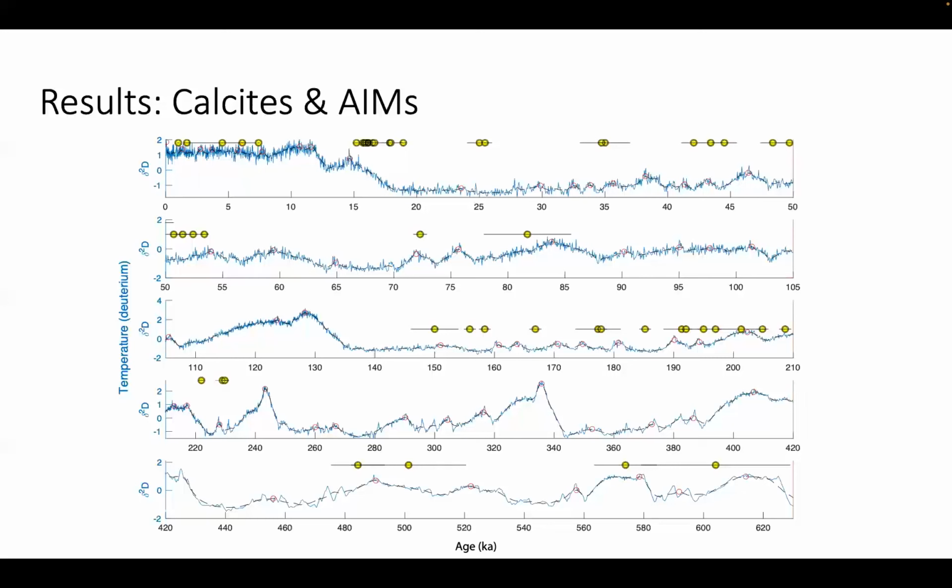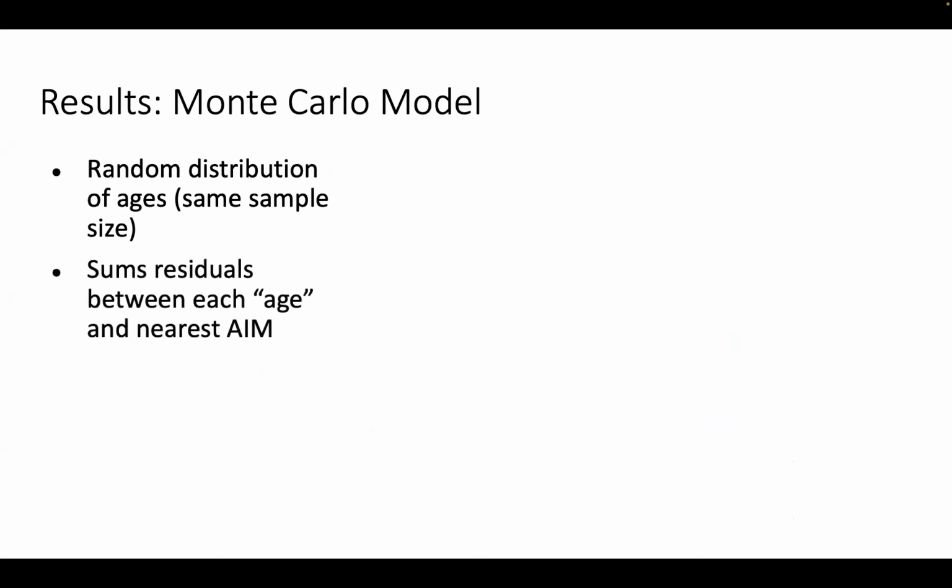But in order to test whether this correlation was statistically significant, we used a Monte Carlo model to test how likely a randomly generated distribution of ages was to show the same level of correlation as our ages. So to do this, we generated an artificial data set of random ages and then summed the residuals between each artificial age and its nearest AIM, which you can just think of as a measure of how close the ages are to their nearest AIM across the whole data set.